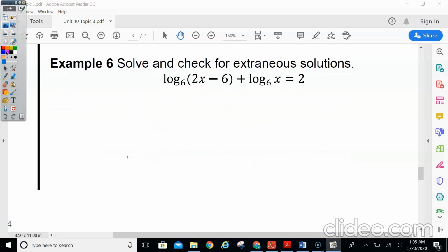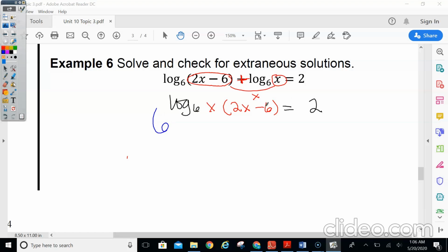So right here, again, the first thing we want to do is combine this into one log by multiplying. Since we're adding, we're going to multiply these two values. So we're going to do x times 2x minus 6 and make that equal to 2. This time, since our base is 6, we're going to exponentiate with base 6. So we're going to do 6 to all this stuff and 6 squared on this side.